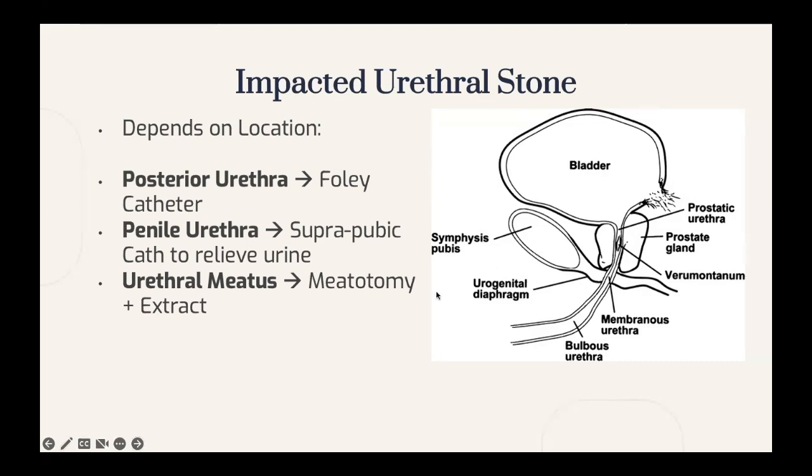We give him analgesia. If the patient has an impacted urethral stone at the urethral meatus, we do something called a meatotomy. This is when we cut open the urethral meatus to make sure that we extract the stone and prevent further urethral damage.